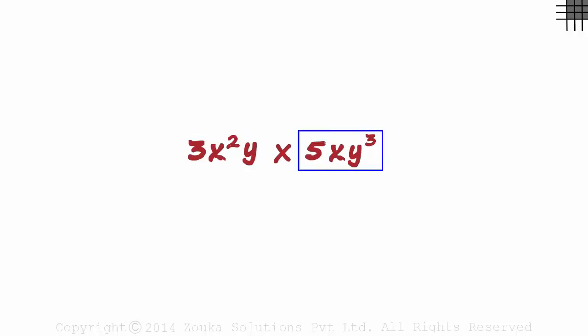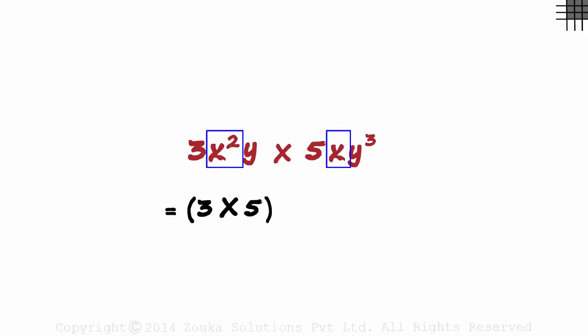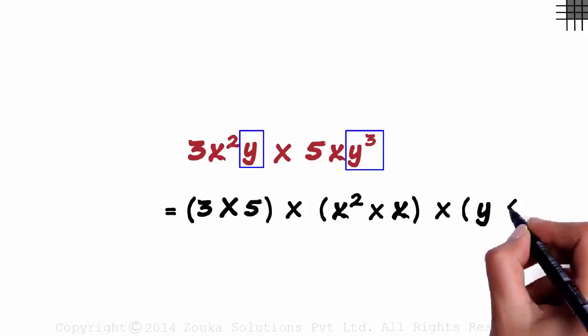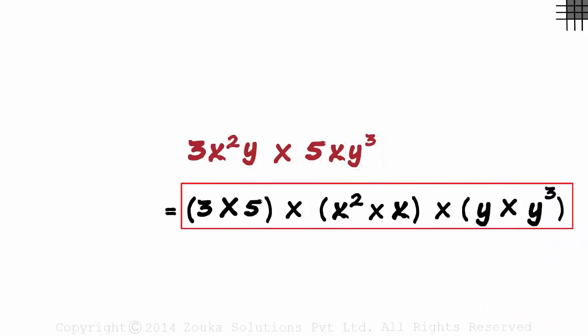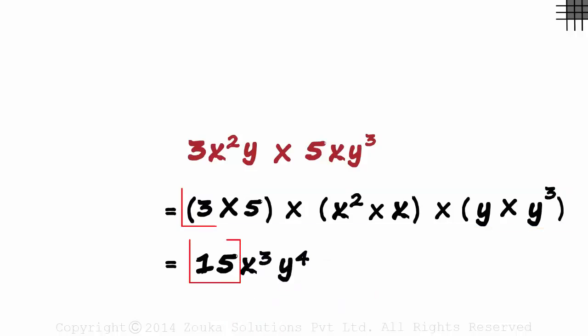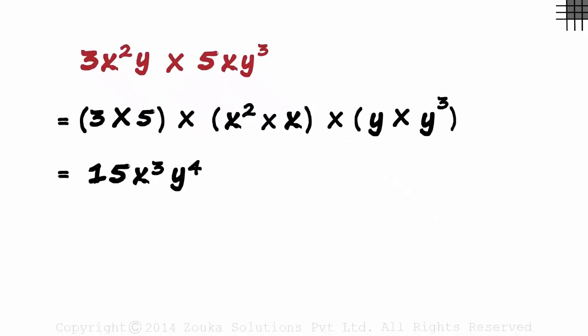To make multiplication simple, we should ideally group constants and same variables together. Grouping the coefficients, we write 3 times 5. Grouping the variable x, we can write x squared times x. And grouping y, we get y times y cubed. Solving this gives us the answer as 15x cubed y raised to 4. 15 is 3 times 5 and we use the product law to get x cubed and y raised to 4. Here we multiplied a monomial with a monomial. A monomial is an expression with one term.